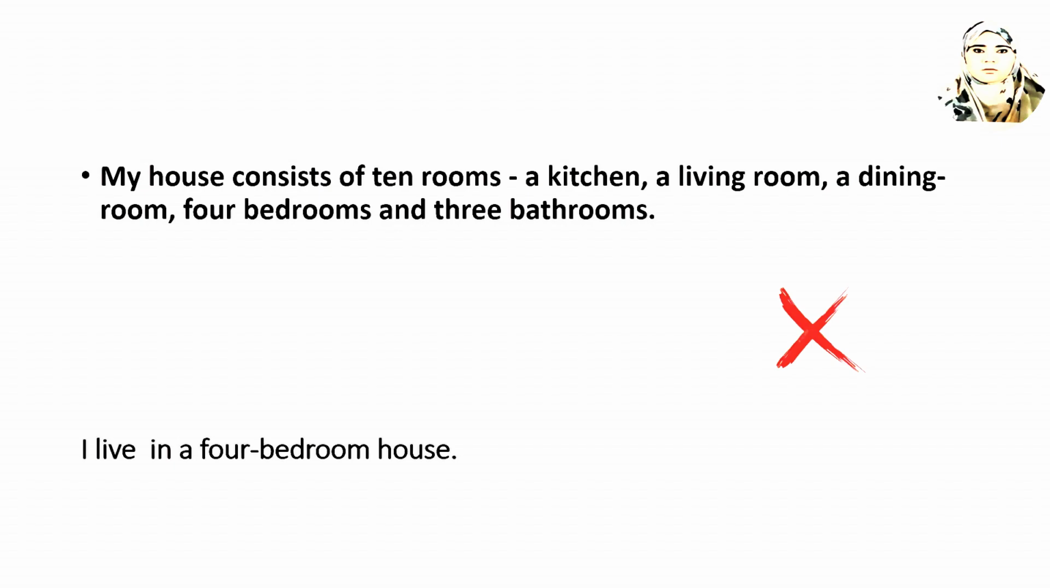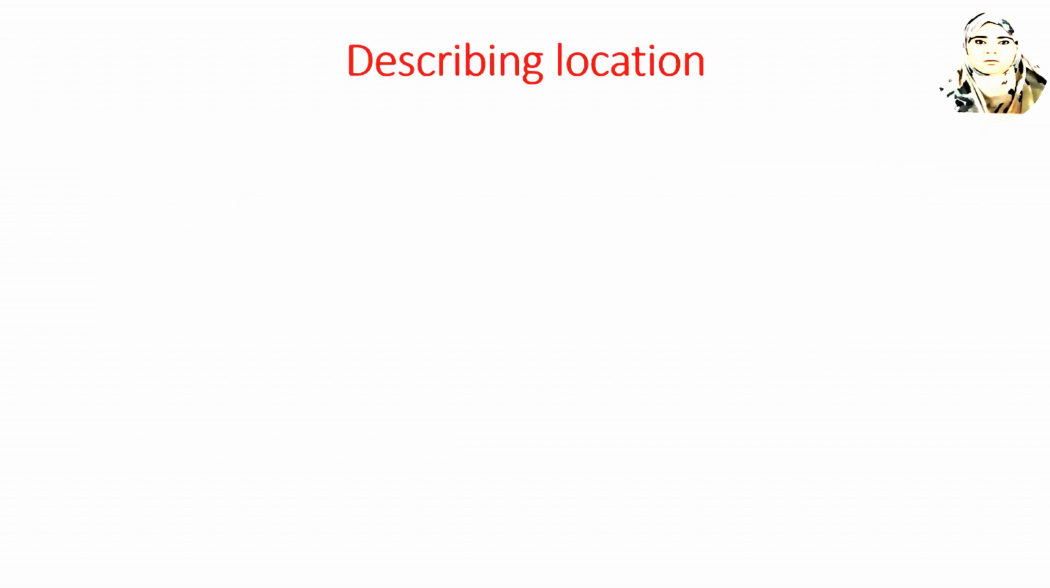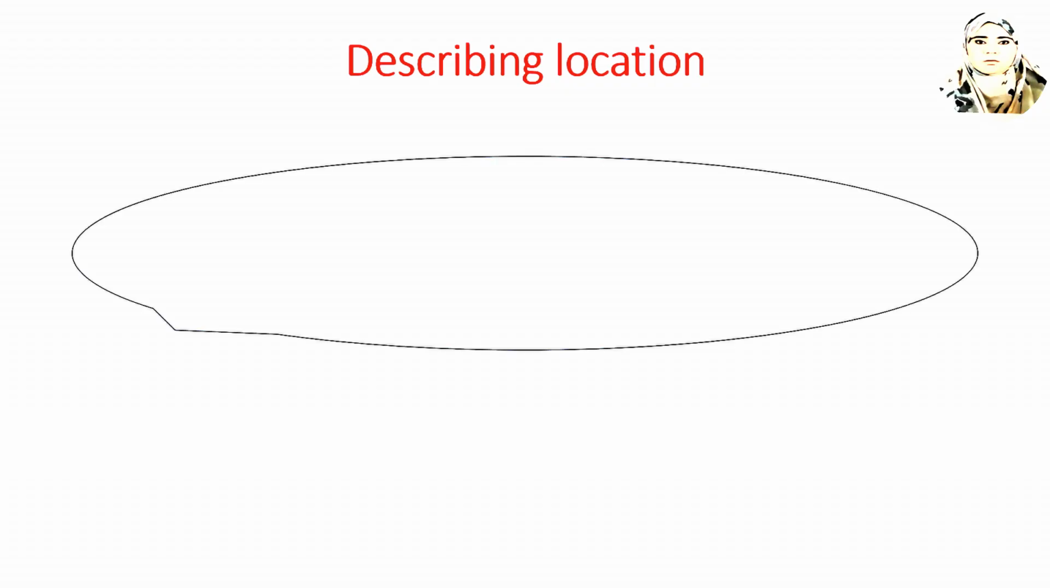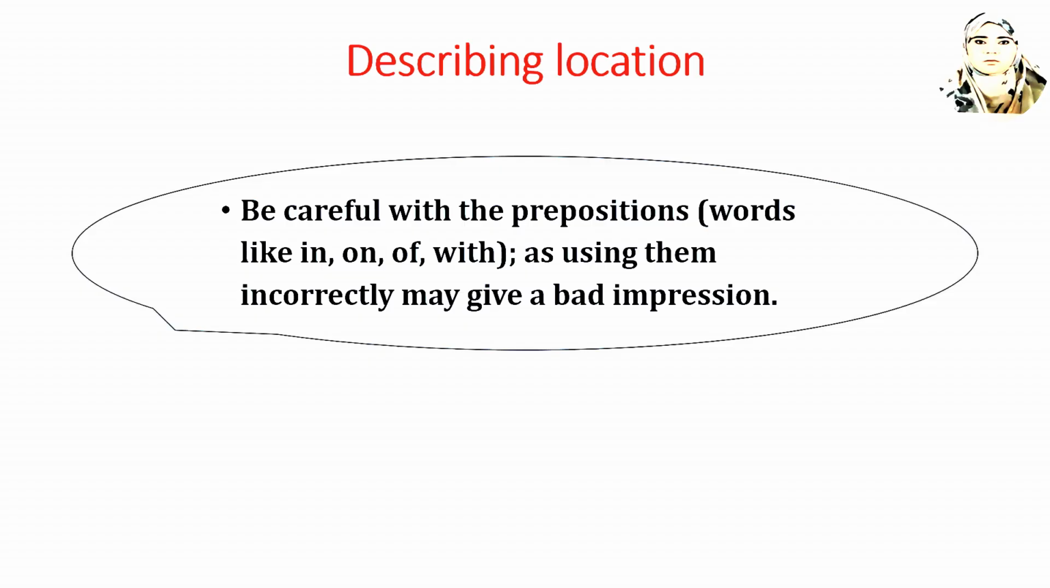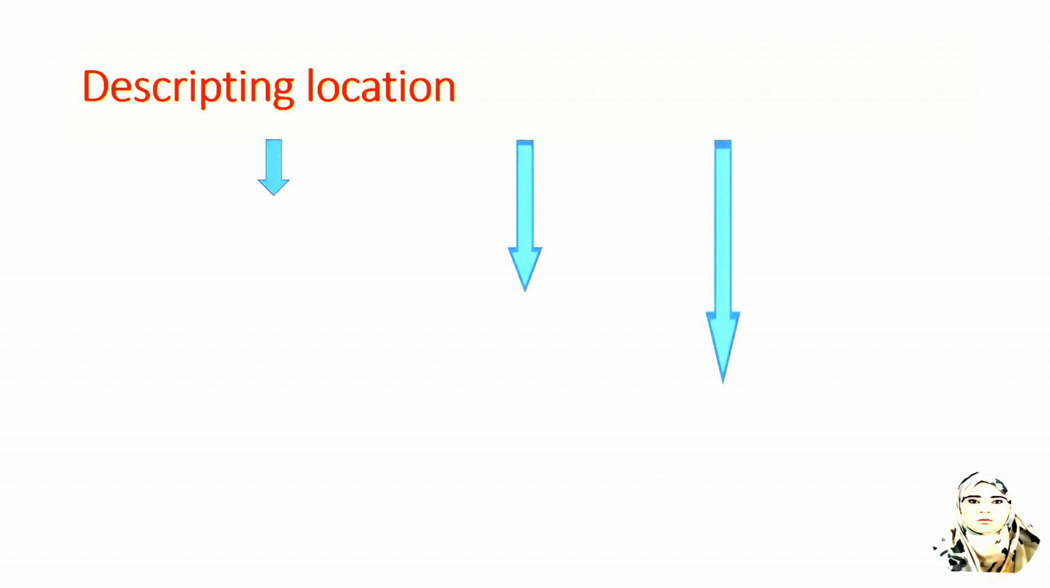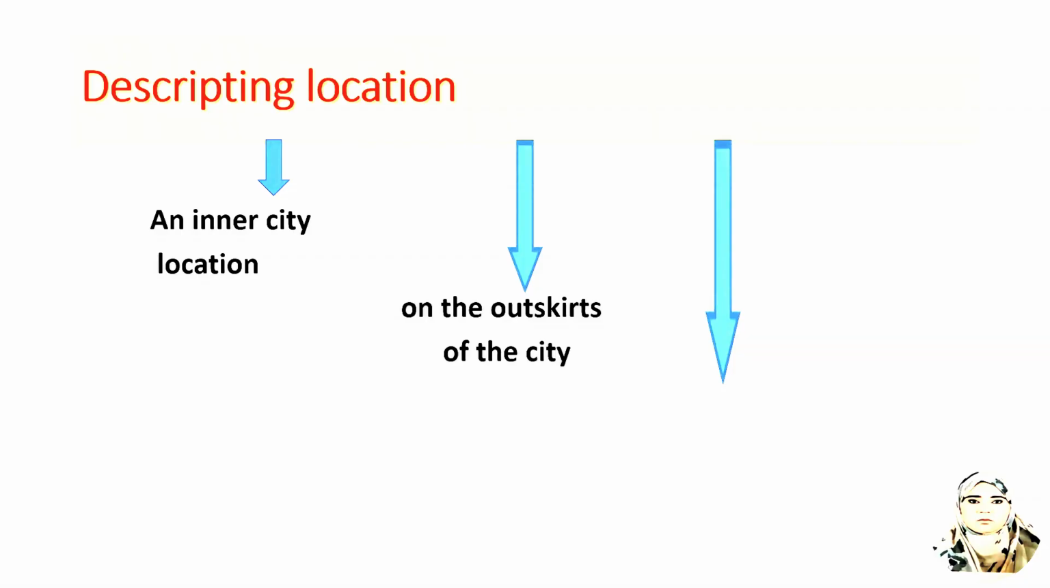Now, let's start with describing the location of your house. Before we start, I want you to keep in mind the prepositions. Take care of the prepositions, as using them incorrectly may give a bad impression to your examiner. I will give you many examples of this so that we can tackle this problem. Describing the location. We have 3 different locations to be described. An inner city location, on the outskirts of the city, and in the countryside. Let's explain one by one.